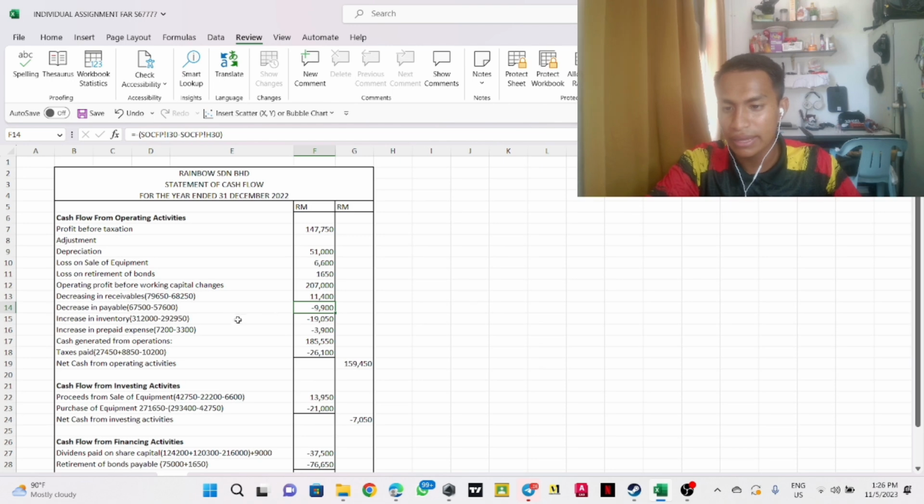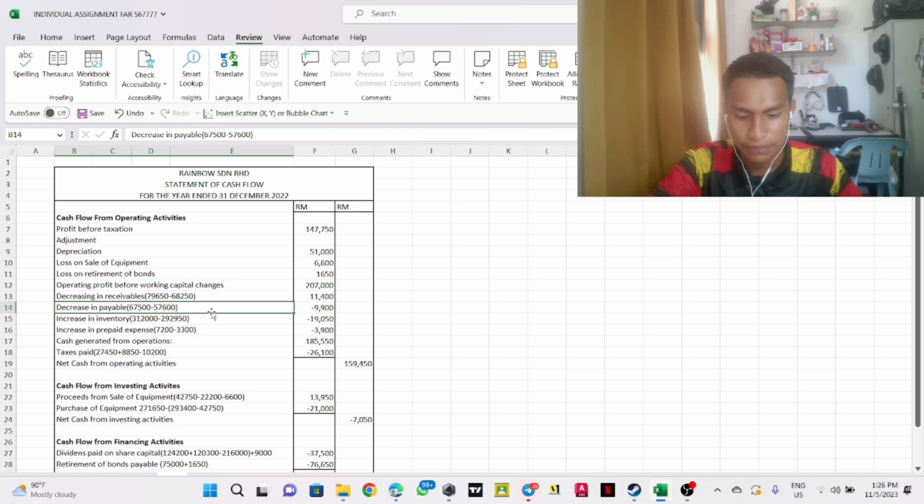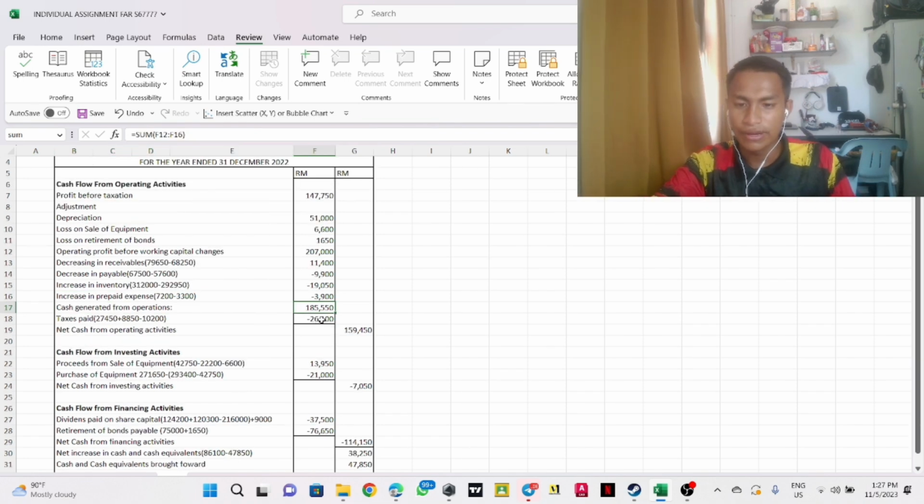Decrease in account payable, which is as much as 9,900, which is 57,600 minus 67,500. When there is a reduction in account payable, cash flow will decrease. And finally, we get a total of 185,550 when we add 207,000 minus 21,450.